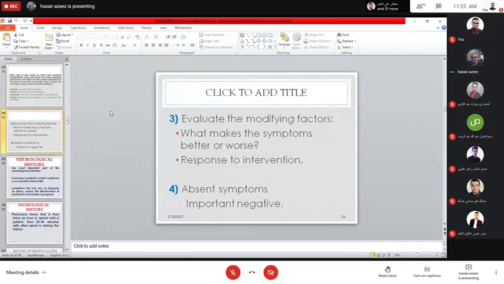Very important in a patient with headache to ask about vomiting, because absence of vomiting is important to, I cannot say exclude, but to not make it at the top of the list of differential diagnosis in two conditions: increased intracranial pressure, whatever the cause, and migraine, because increased intracranial pressure is usually associated with vomiting, and migraine is usually associated with vomiting.